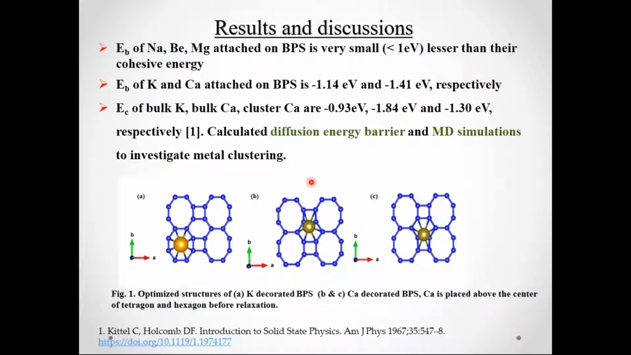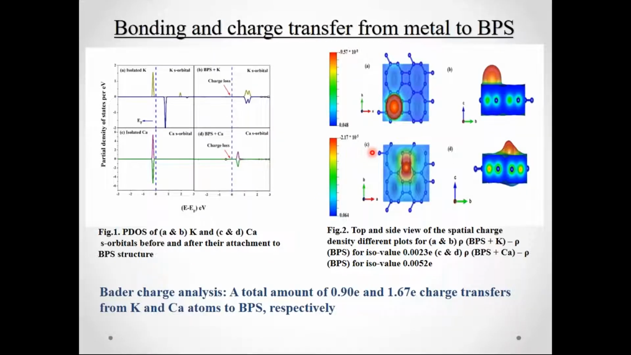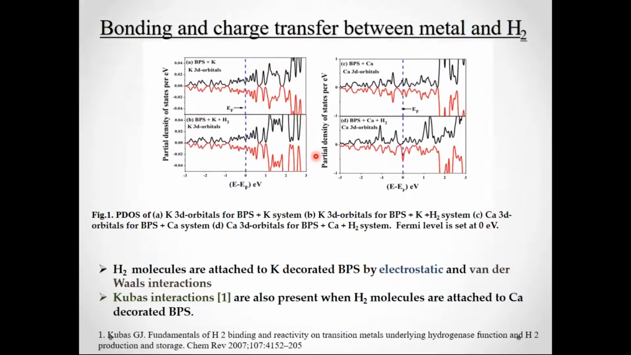In addition to that, we have also performed diffusion energy barrier and molecular dynamics simulation calculations to investigate the metal-metal clustering in our system. Here we have also performed partial density of states and charge density difference plot analysis, and we have found that some charge has been transferred from the metal atom to the biphenylene structure, which is responsible for the strong binding of metal on this 2D material.